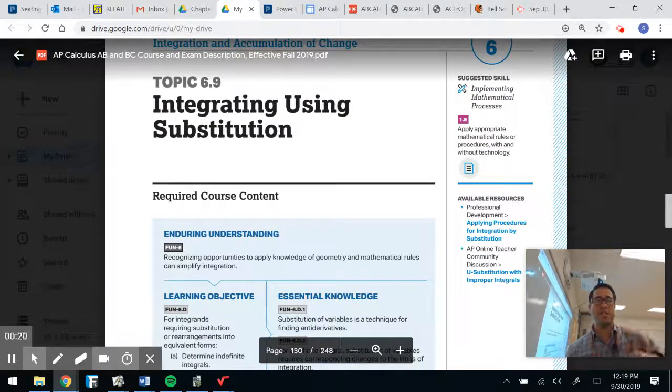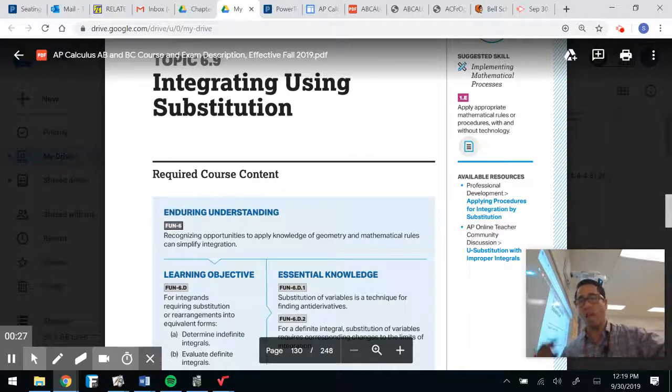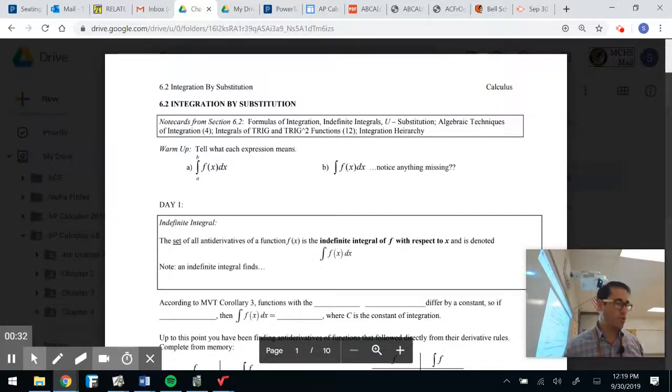And talking in terms of the AP exam, this is topic 6.9, integrating using substitution. We're going to call it U-sub. Okay, so we're going to integrate using U-sub. All right, here we go.